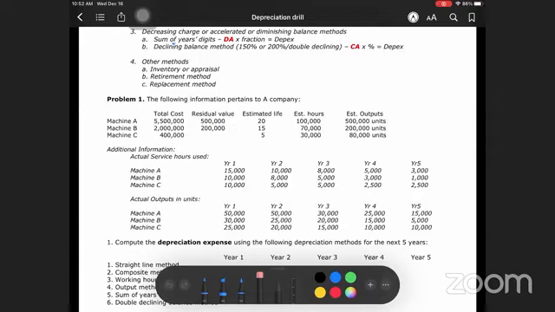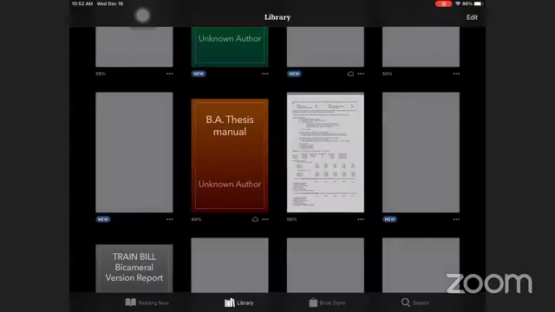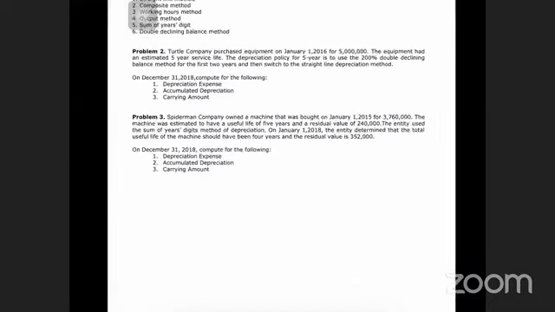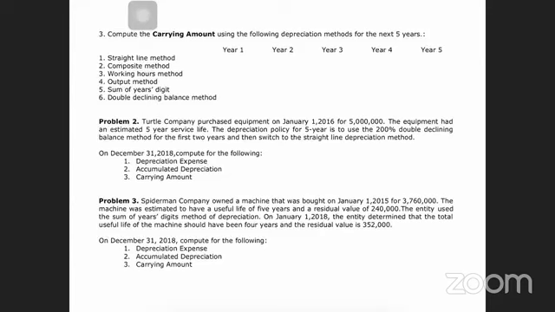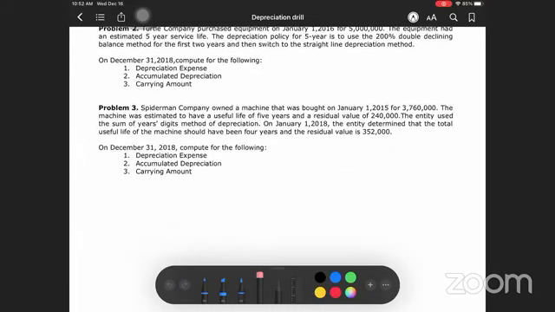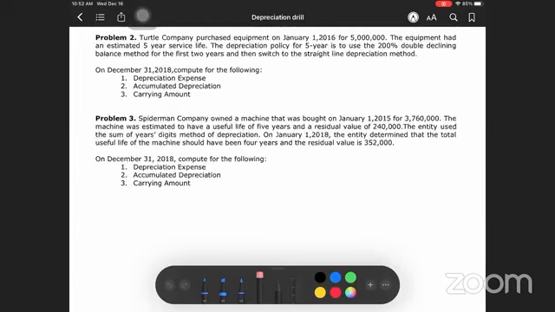Okay, another question. Any question? Okay, question, as long as there is a question. Okay, none. So let's proceed with problem 2.